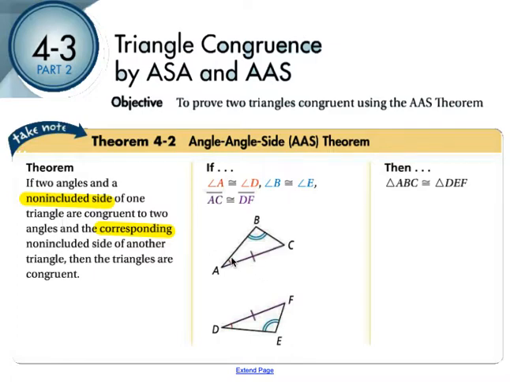So we have two angles like angle A and B, and this side is not the one between the two angles. It has to be a non-included side. And those have to be congruent to the corresponding, so the ones that are in the same position, the corresponding non-included side of another triangle, then the triangles are congruent. So here's an example of what the diagrams would look like for two triangles where angle-angle-side would prove that the triangles are congruent.